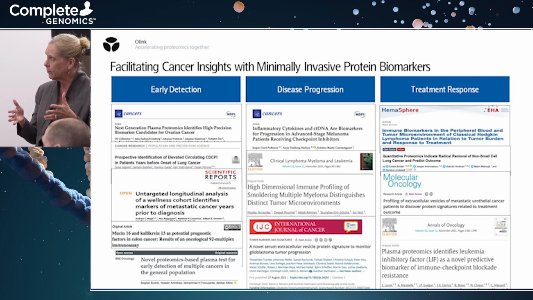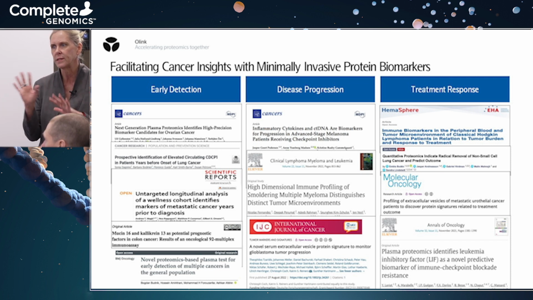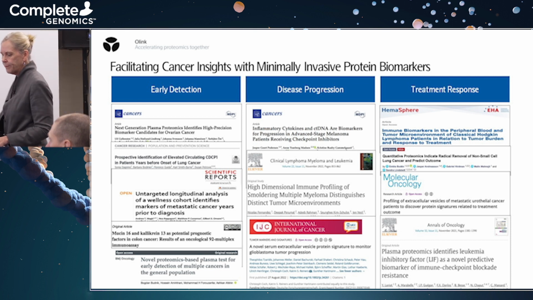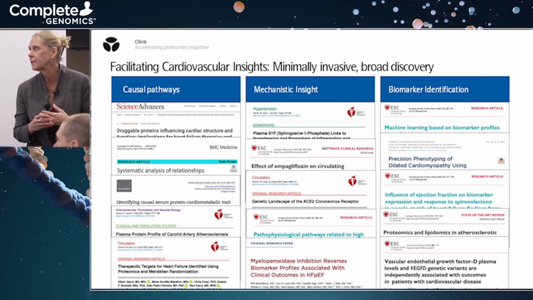These are ones that are relevant in early detection of cancer, disease progression, tracking cancer as it's progressing. This is important in tracking people who've been in remission. And then treatment response, being able to stratify patients to understand what treatments might work for them. So that's in cardiovascular, or sorry, in cancer. And here are similar publications relevant to cardiovascular disease.